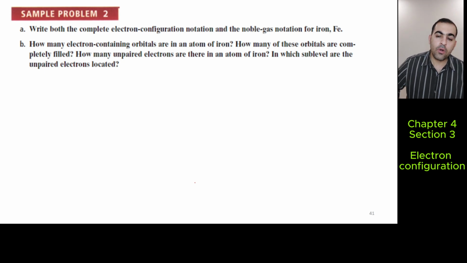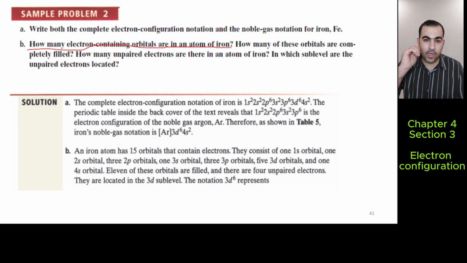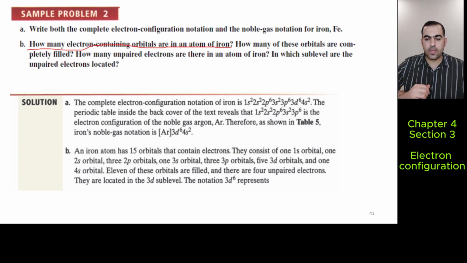Sample problem. I think if you look at the sample problems, you're going to understand. Here I just want to explain this. It says how many electron-containing orbitals are in an atom of iron. You're going to write the orbital notation to understand better. It says how many orbitals contain electrons. The answer is 15. 15 orbitals contain electrons. If there is 1 electron, it still contains electrons.